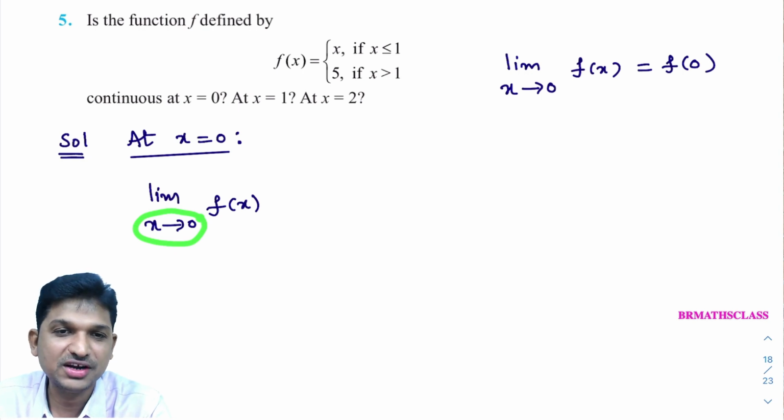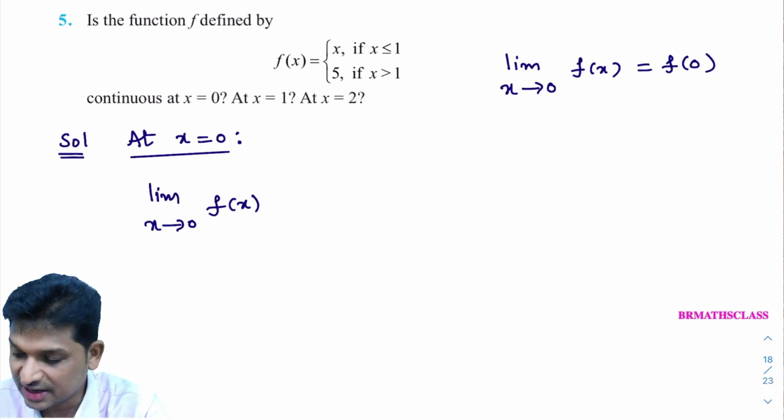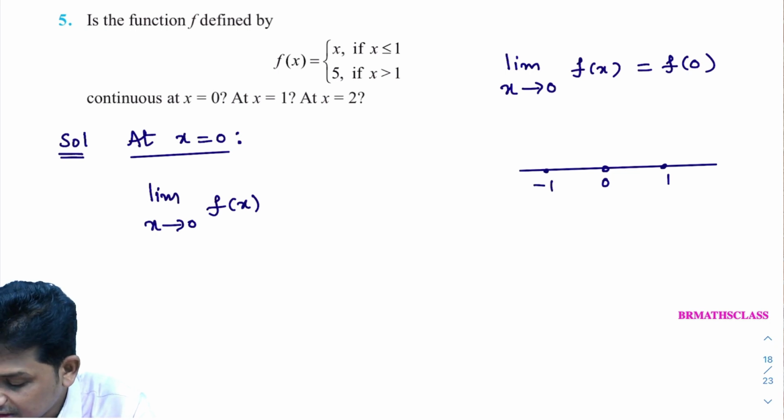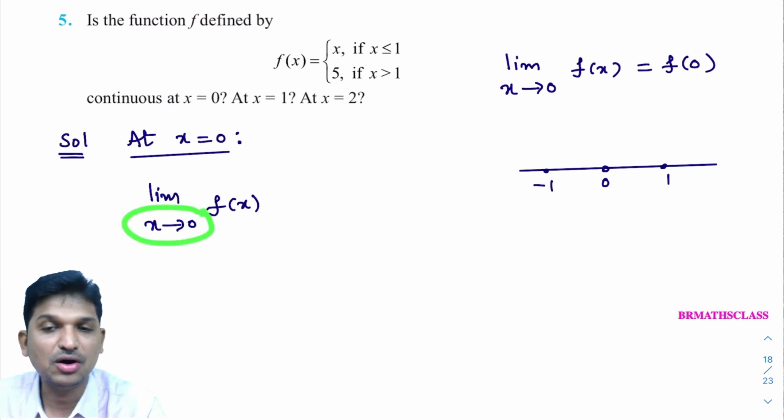Here, very important information. X approaches 0 means what? X approaches 0 means all x values are slightly less than 0 or slightly greater than 0, but not 0. Here I will mark it. Suppose this is 0, 1, minus 1, like this. X approaches 0 means what? All x values are slightly less than 0 or slightly greater than 0, but not 0.